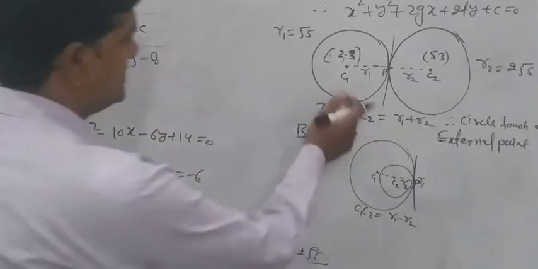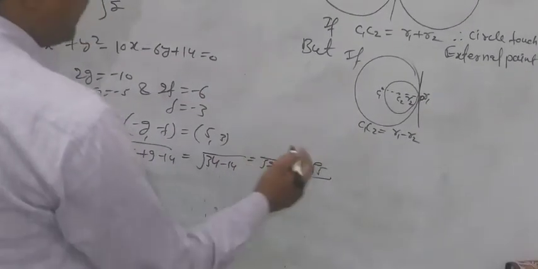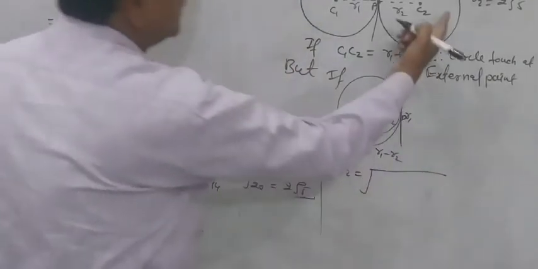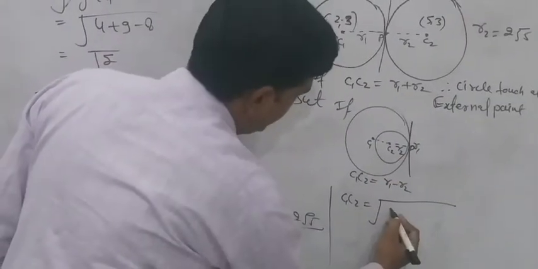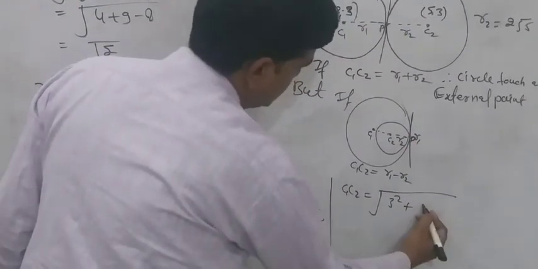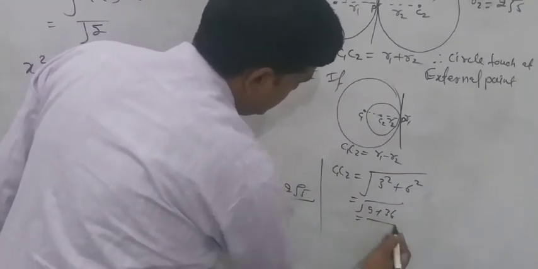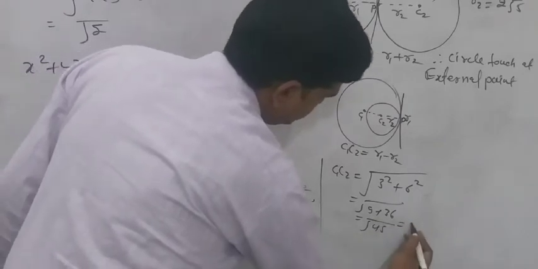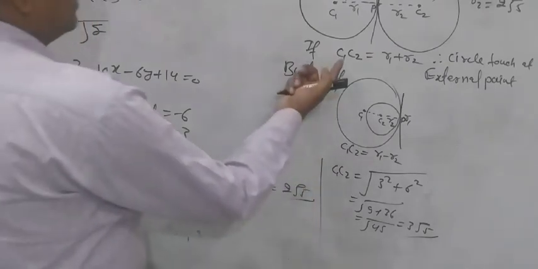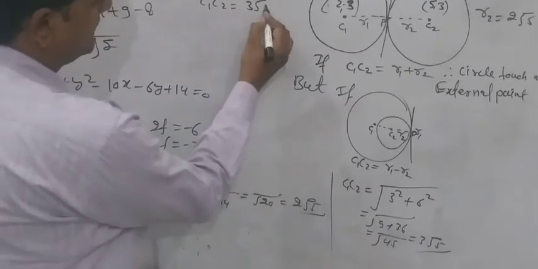Now find C1 C2. C1 C2 means the distance between the centers. Now C1 C2 is equal to under root of (x2 minus x1) whole square plus (y2 minus y1) whole square. It means 5 minus 2, 3 square, plus 3 minus minus 3, that is 6, 6 square. Here 9 plus 36 is equal to 45, that is 3 under root 5. Understood? Now we can check here. What is the value of C1 C2? C1 C2 is equal to 3 under root 5.